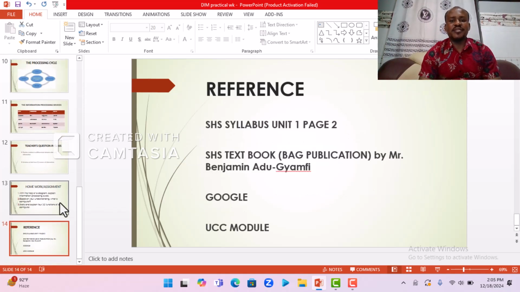These are the references. SHS syllabus unit 1 page 2, SHS textbook, that is Back Publication by Mr. Benjamin Edu Jemfi. I made my research through Google and the UCC model.